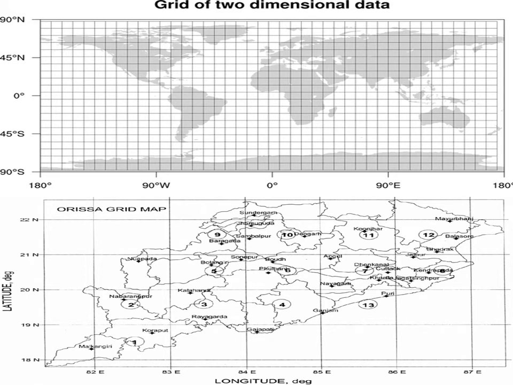Grid system. The location of a place can be simply defined by its latitude and longitude. Latitude is stated first and then comes the longitude. The latitude and longitude of a place can be expressed in units of degree, minutes and seconds.